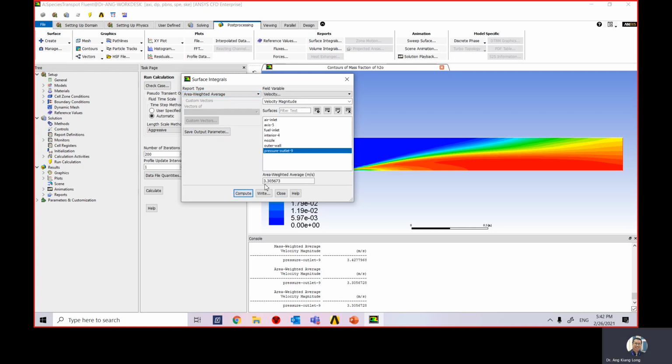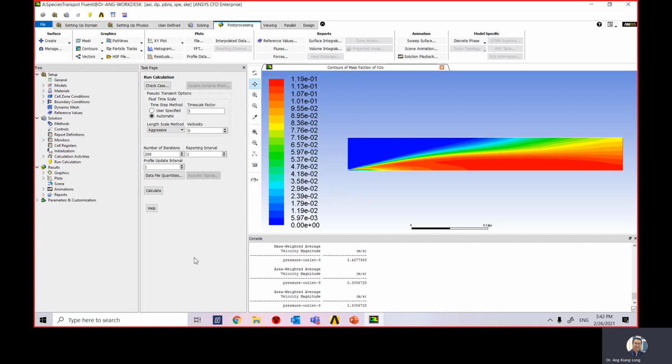Okay, you get 3.3 meters per second over here. So just take note of the report type: area weighted average for velocity, mass weighted for temperature. Okay, so we have done the normal simulation, including all the species.